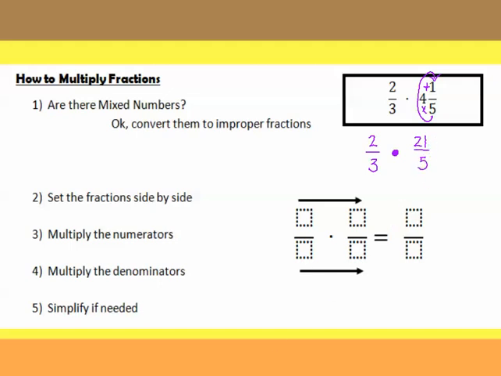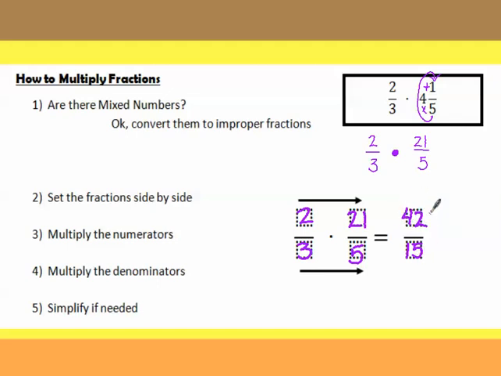Okay, so that's just our problem. And I'm going to rewrite it down in this space down here so you can see how we're going to set it up. So we have 2/3 times 21 over 5. So it says set the fractions side by side, which is what we did. Multiply the numerators. So we're going across the top and we're going to multiply the two numerators together. When we do that, we get 42. So 2 times 21 is 42. Then we multiply the denominators, which is 3 times 5. 3 times 5 is 15. So we now have 42 over 15.